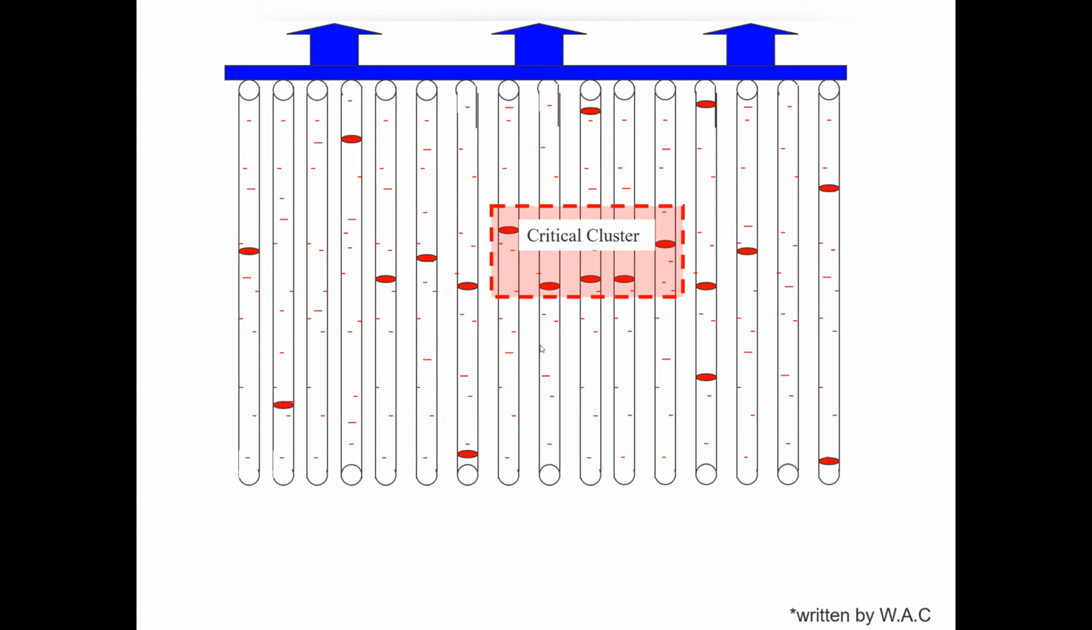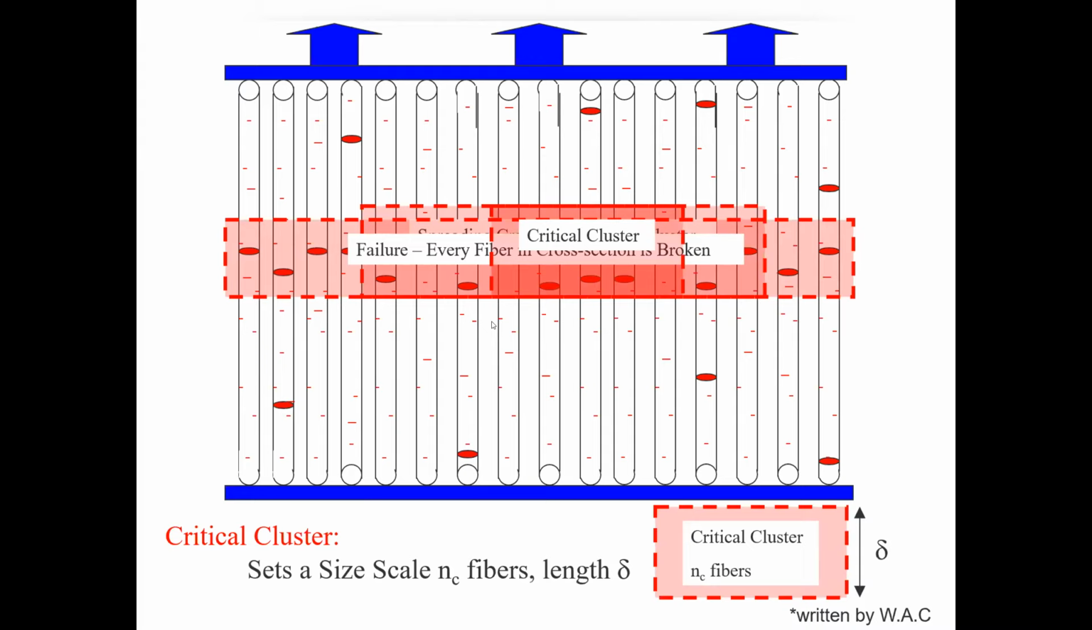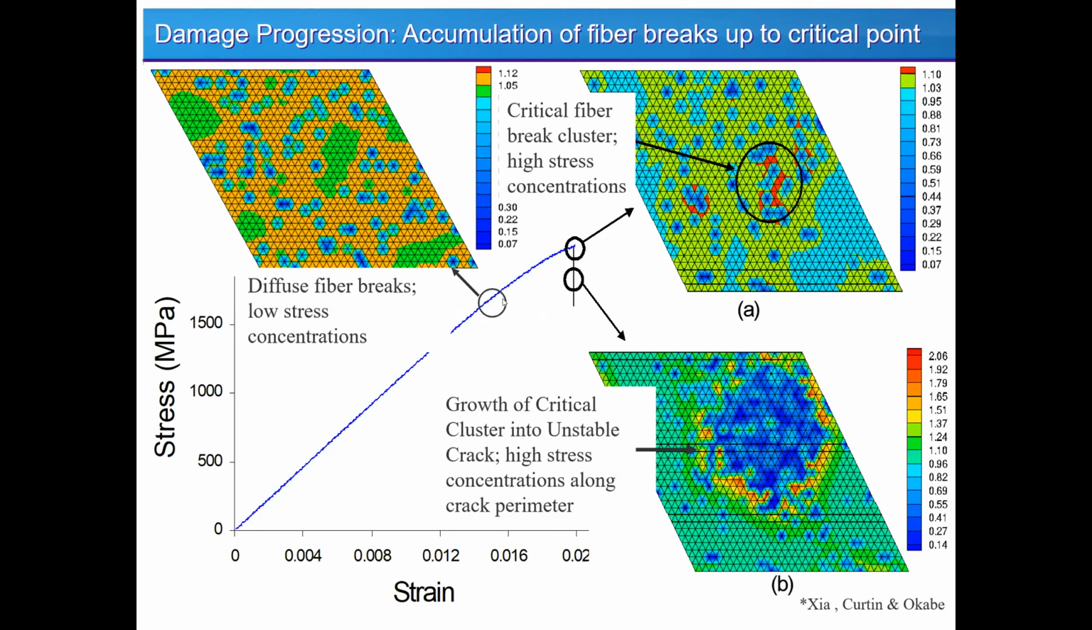So this is a typical failure process of a unidirectional composite. This figure was made more than 20 years ago in collaboration with Bill Curtin, using numerical simulation. The cumulative damage and formation of the critical cluster and final failure are well reproduced, but this type of simulation tends to overestimate the tensile strength in many cases.